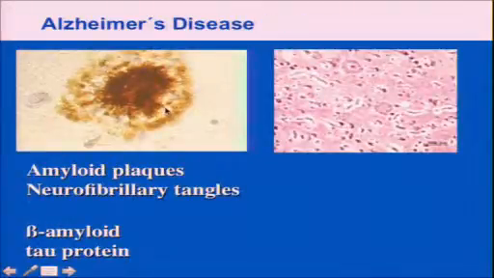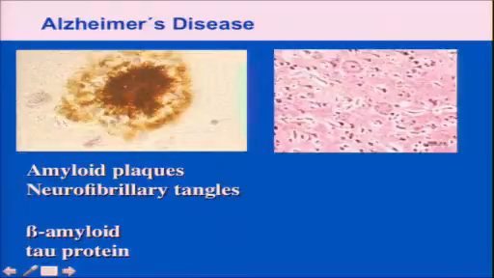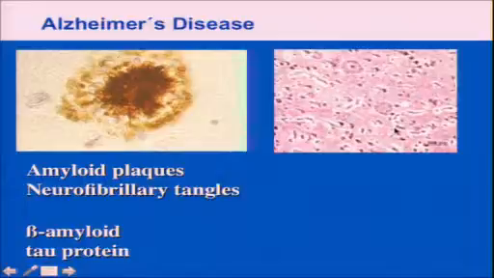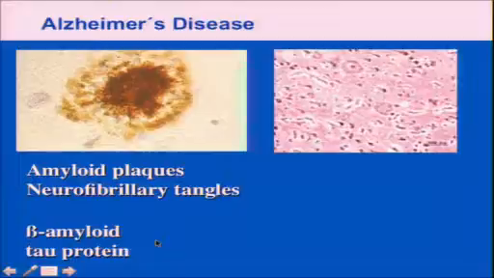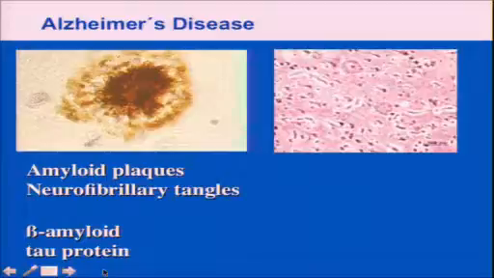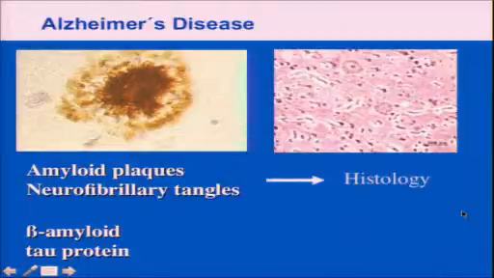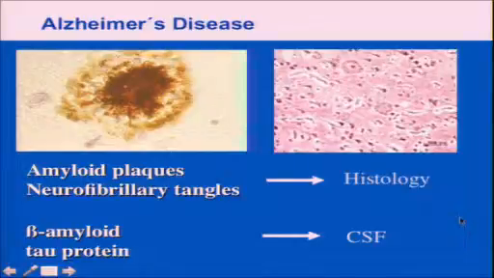So what do we find histologically? That's what Mr. Alzheimer already described in 1908. We see amyloid plaques and neurofibrillary tangles, of course in autopsy or biopsy cases. But we also have other markers, beta amyloid and tau protein, which can be found in the CSF space. Every patient who has a diagnostic workup for Alzheimer's disease normally gets an LP, and they look for beta amyloid and tau protein in the CSF.